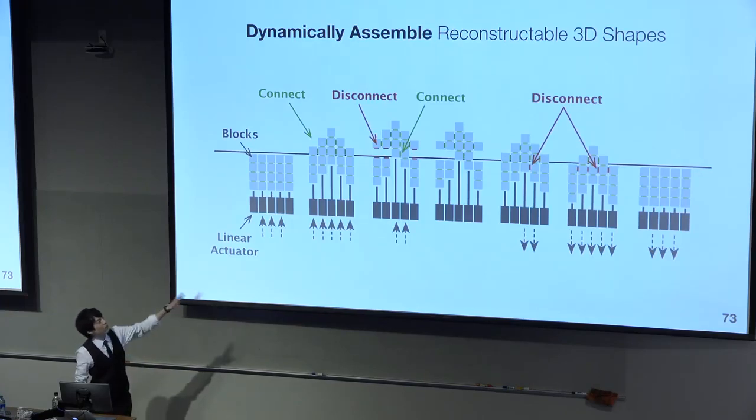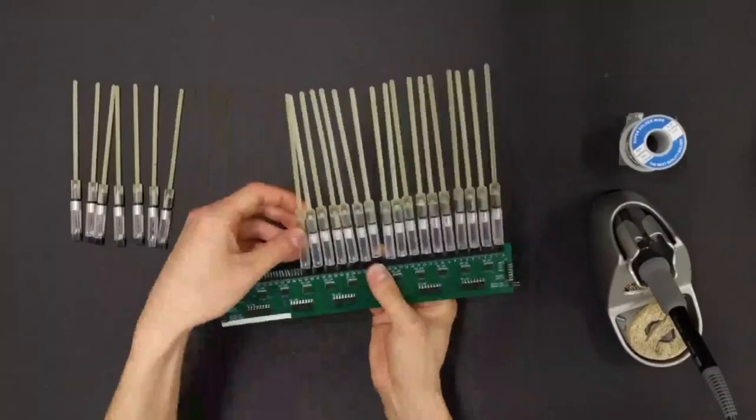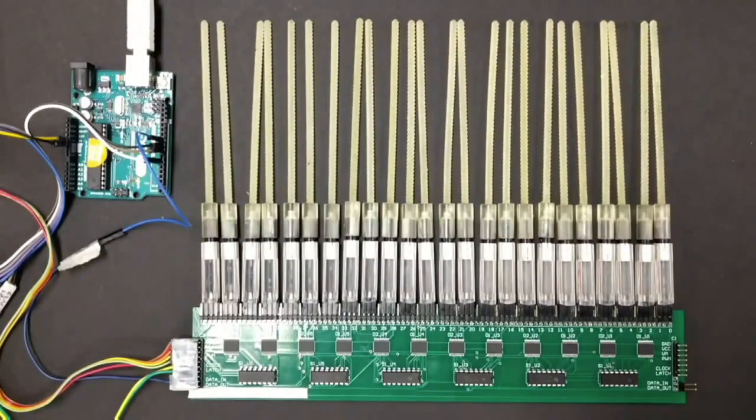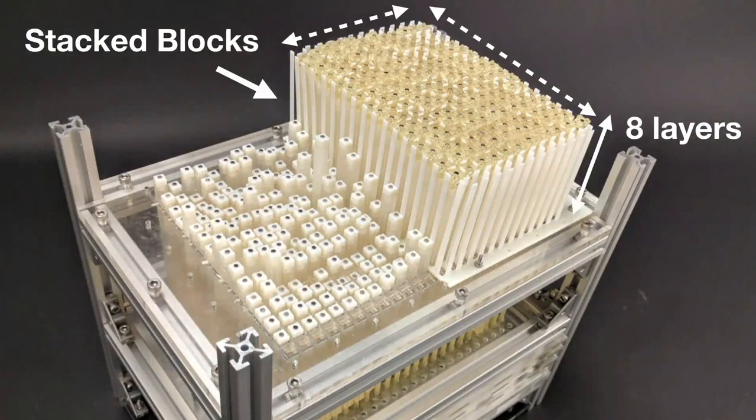To make that, we first tried to make a pin-based linear actuator. These are motors for each column. And then we made a 24 by 16 array to actuate the pins. And then we place the stacked blocks on top of it so that the pins can push up from the bottom to construct the shape.